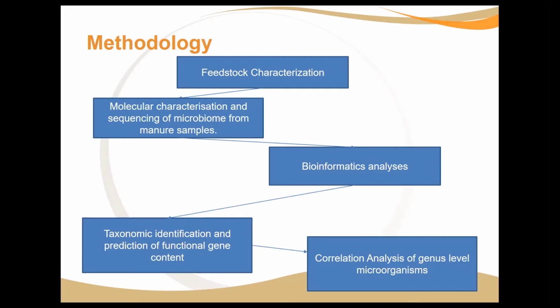The same samples were also submitted for molecular characterization, followed by sequencing. Molecular characterization basically extracted the DNA, and that was what was submitted for sequencing to allow us to see the microbiome that is present in the sample. This was then followed by the bioinformatic analysis, which allowed us to gain an insight into the taxonomy of these microorganisms. Further down, we carried out functional gene predictions using the bioinformatic data that we had. And then this was followed by the correlation analysis at the genus level for the microorganisms.